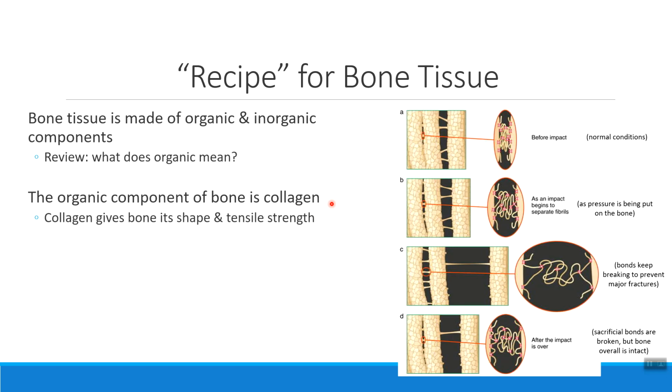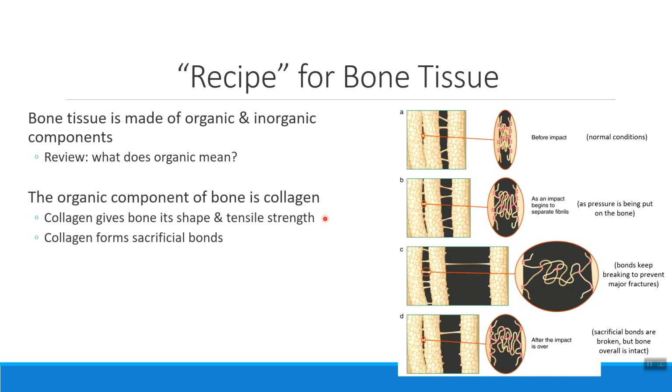So the analogy I like to give for bone tissue is think about the concrete that's used to build a sidewalk. Before that concrete is poured, we put down metal called rebar. That's what collagen is. It's the shape of or the strength of my bone tissue.